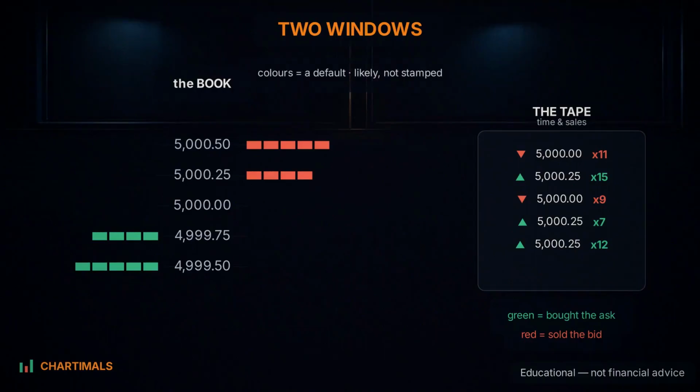And the colors are just a default. Most platforms show aggressive buying green and aggressive selling red, but you can change that, so check your own screen. Side by side, the book shows the walls, and the tape shows whether they're being eaten.